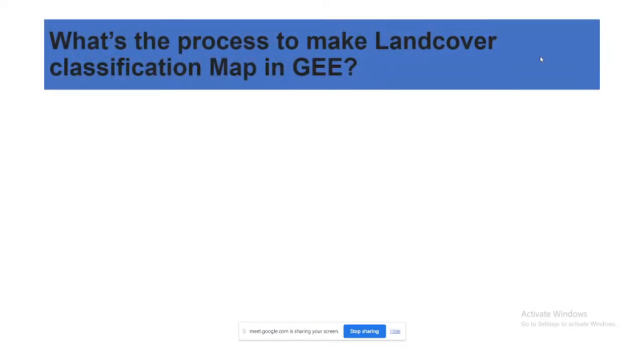So first of all, the first step is selecting your ROI. Suppose you want to make the land use land cover classification map for the region of Dhaka city. So you can simply import your boundary shapefile of Dhaka city. So this is our first step. Whichever area you need, you can simply import your boundary shapefile.